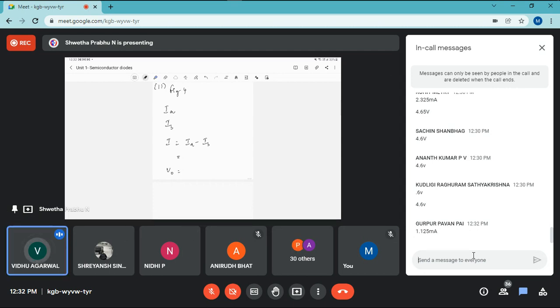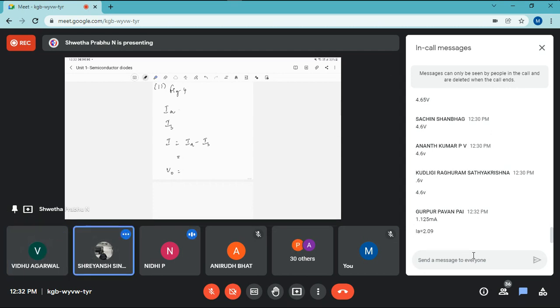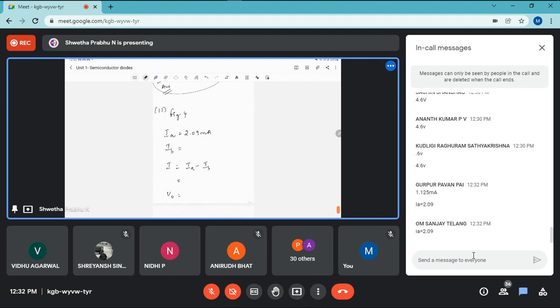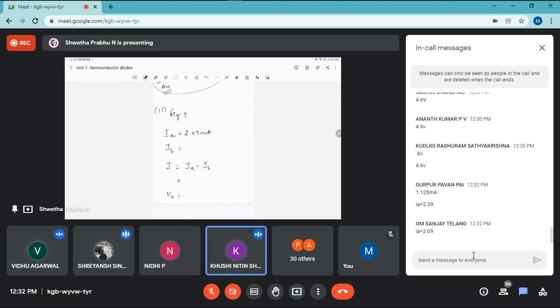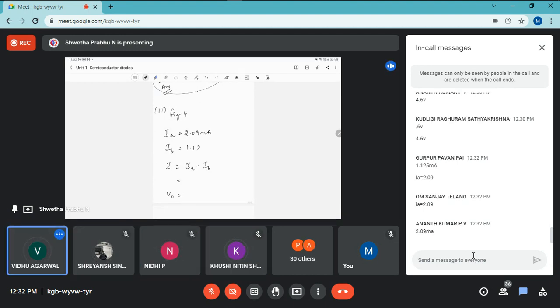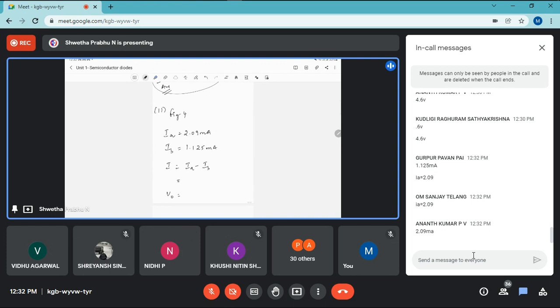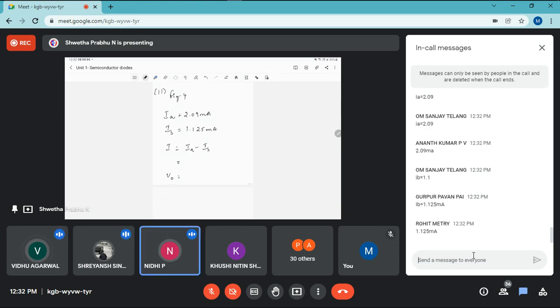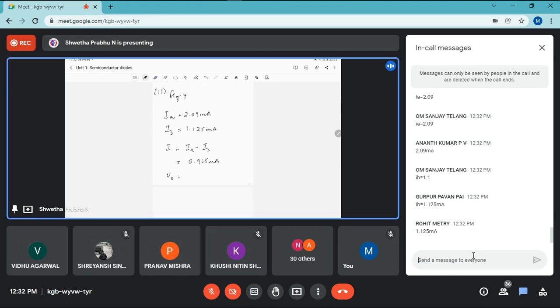IA is 2.09 milliamperes. Yes, correct. IB is 1.125 milliamperes. Next, the total current I is 0.965 milliamperes. It means the diode is forward biased. Correct? Yes, ma'am. So get me the value of the output voltage.